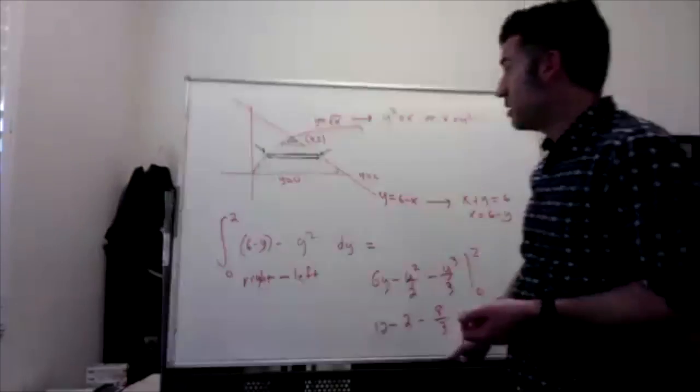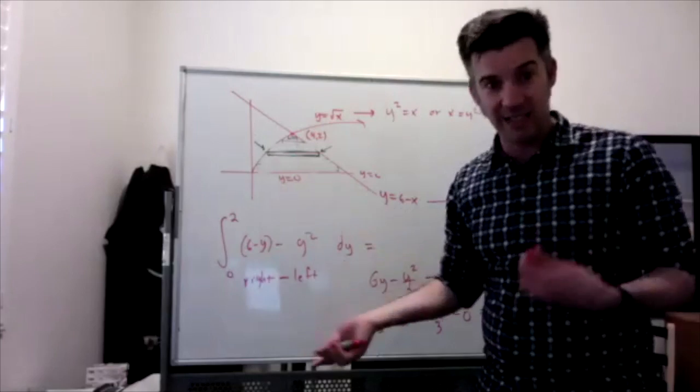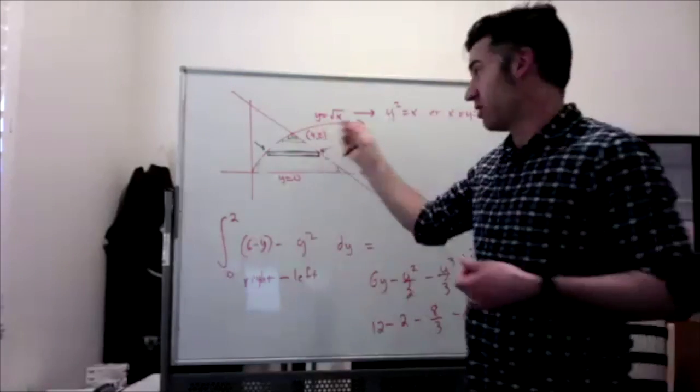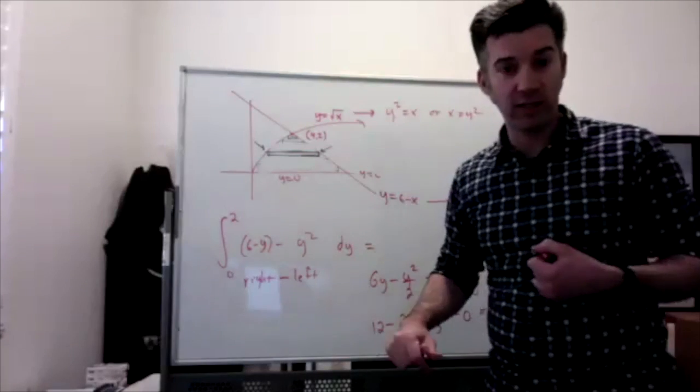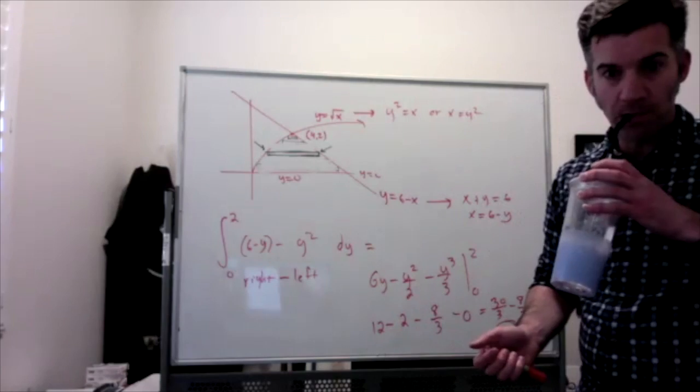And here, the right boundary and the left boundary are the things x is equal to. The right boundary is x equal to 6 minus y. The left boundary is x equal to y squared. Okay.